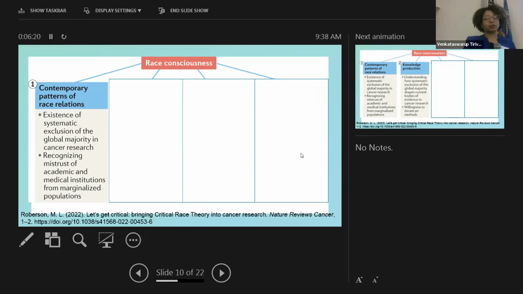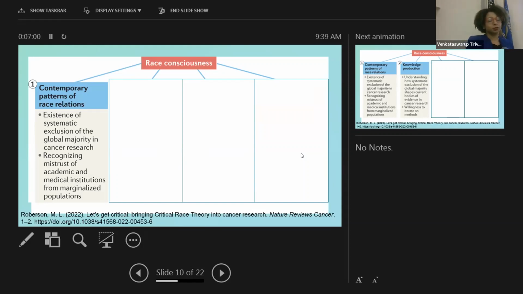Thinking about how the contemporary patterns of race relations manifest, particularly in the cancer research enterprise, there has been the systematic exclusion of the global majority in cancer research. I use global majority to mean folks who are not descended from European ancestry, which is primarily where a lot of our basic clinical original discoveries happened. And because these original studies, particularly GWAS studies, began in primarily European descended populations, that has led to limited inferences in literally most of the globe.